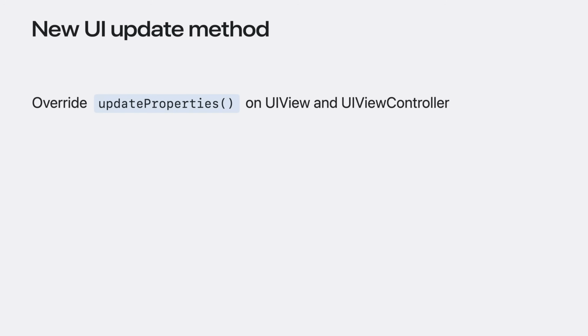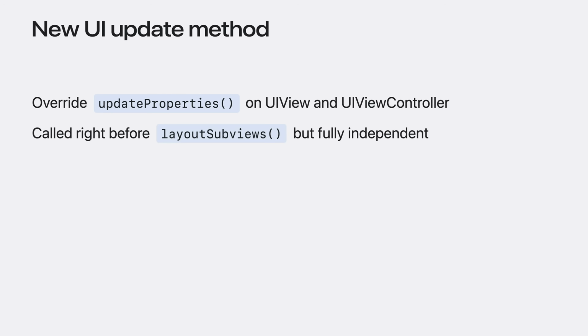With the addition of automatic trait and observation tracking, UIKit now includes a general-purpose update method to support those features. We introduce a new method, update properties, to both UIView and UIViewController.